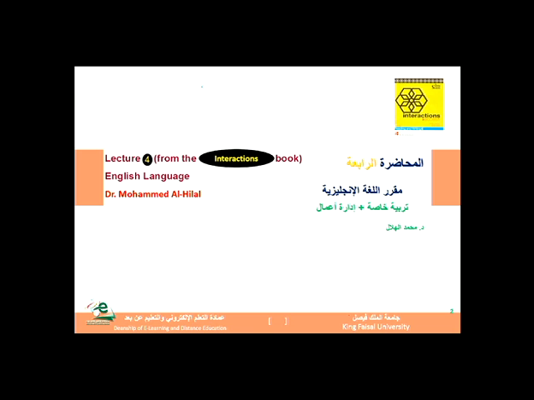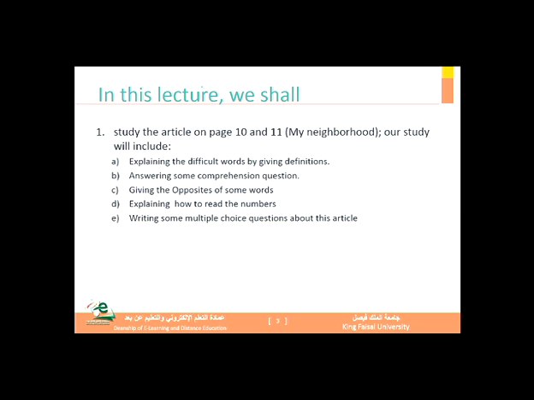We are going to start with the Interaction Access book. Today's lecture is going to study the article on pages 10 and 11. The title of the article is My Neighborhood. The study of this article is going to include explaining some difficult words by giving their definition. Then we will have to answer some questions about this article so that we can understand what it is about.